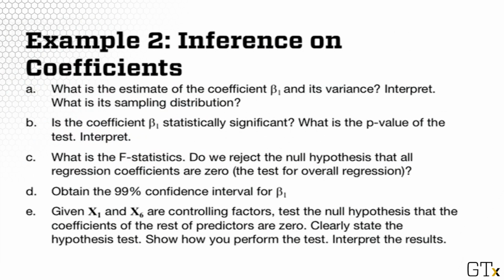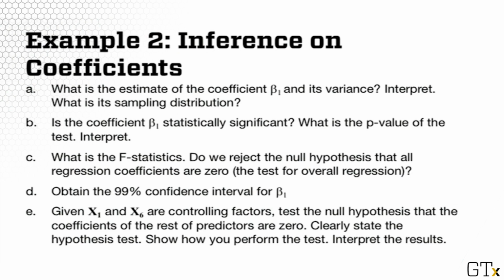This is a set of questions we may want to address in statistical inference. What is the estimate of the coefficient of beta 1 or other coefficients and its variance? And we may want to obtain its sampling distribution. Is this coefficient statistically significant? And we can draw this conclusion based on a p-value. What is the F statistic for the overall regression? And do we reject the null hypothesis that all regression coefficients are 0?